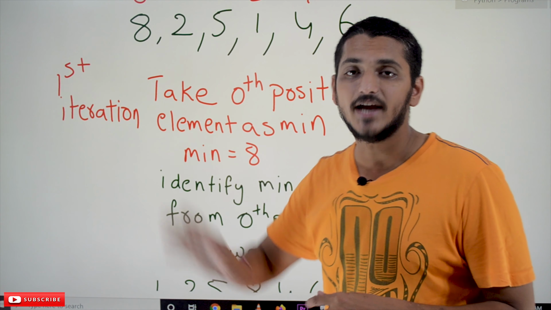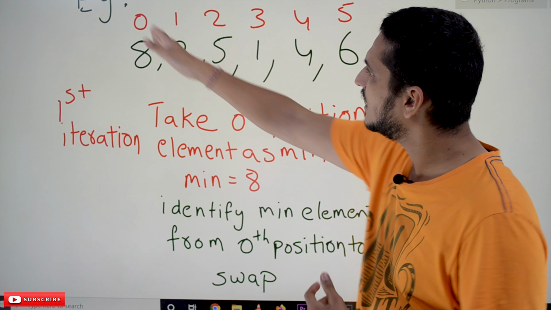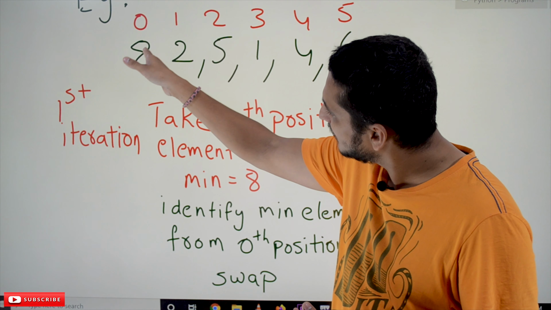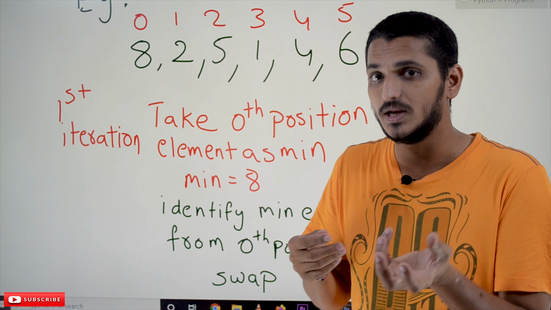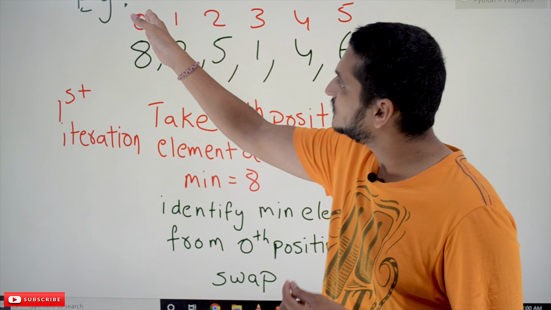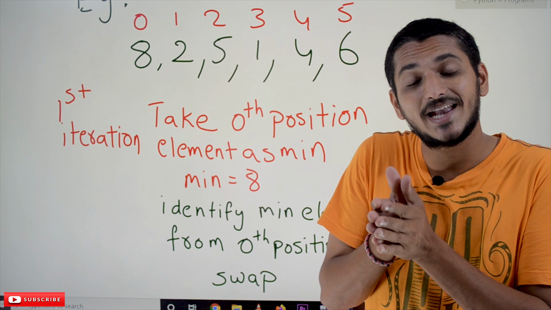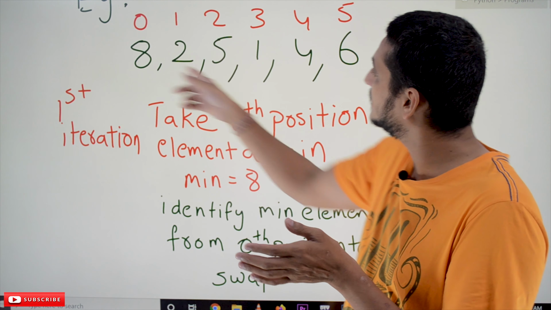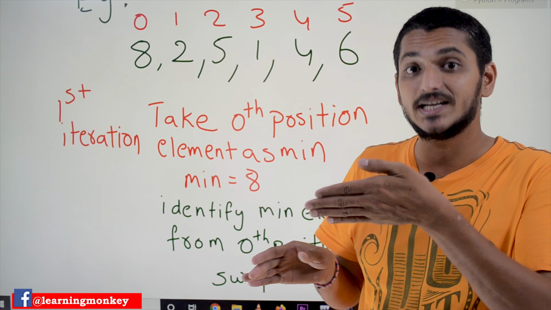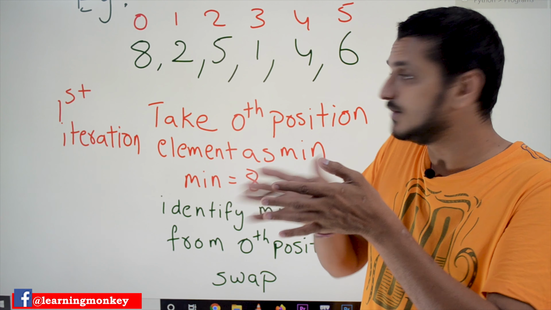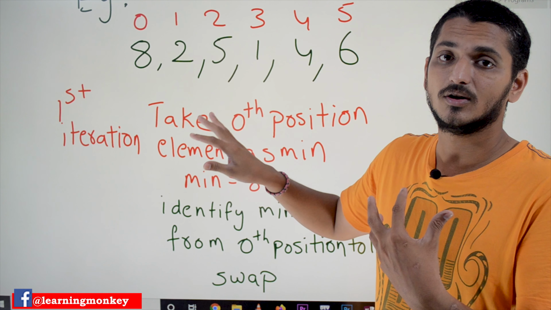In the first iteration of the selection sort, we start from the 0th position. The 0th position element 8 is considered as the minimum element. So we take a variable called minimum. In that minimum we take the 0th position element as the minimum element, and we have to identify the minimum element in this entire list, starting from the 0th position. That is what we have to do.